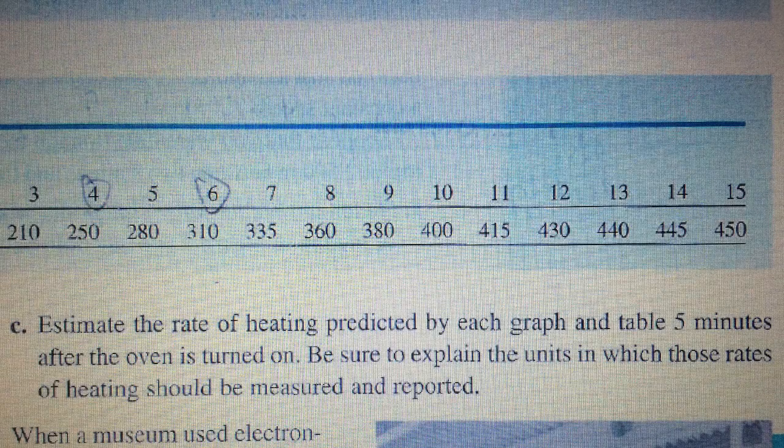You see above, a baker is heating his oven to 450 degrees. This problem wants us to estimate the rate of heating predicted by each graph in a table 5 minutes after the oven is turned on. Be sure to explain the units in which those rates of heating should be measured and reported. We will not be doing all the tables and graphs, we'll just be doing Table C. So here in Table C, our x is heating time in minutes, and our y is temperature in degrees Fahrenheit.